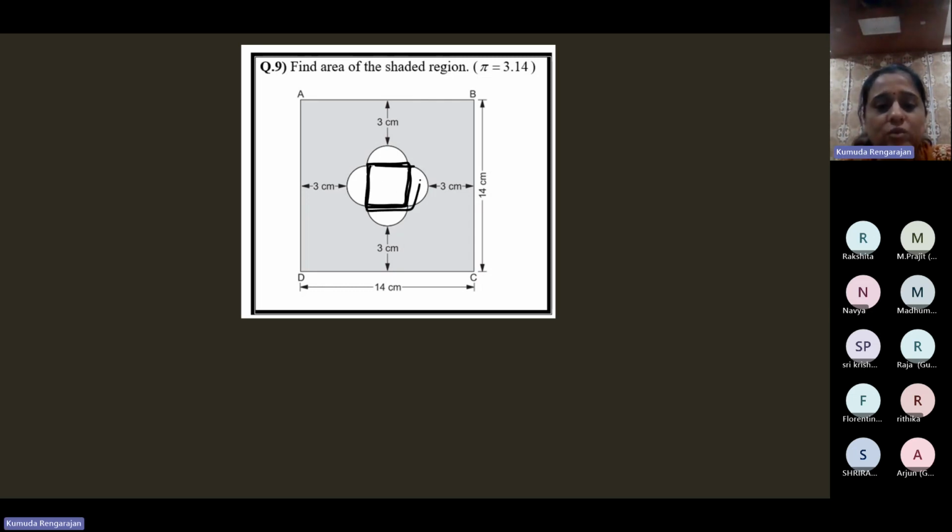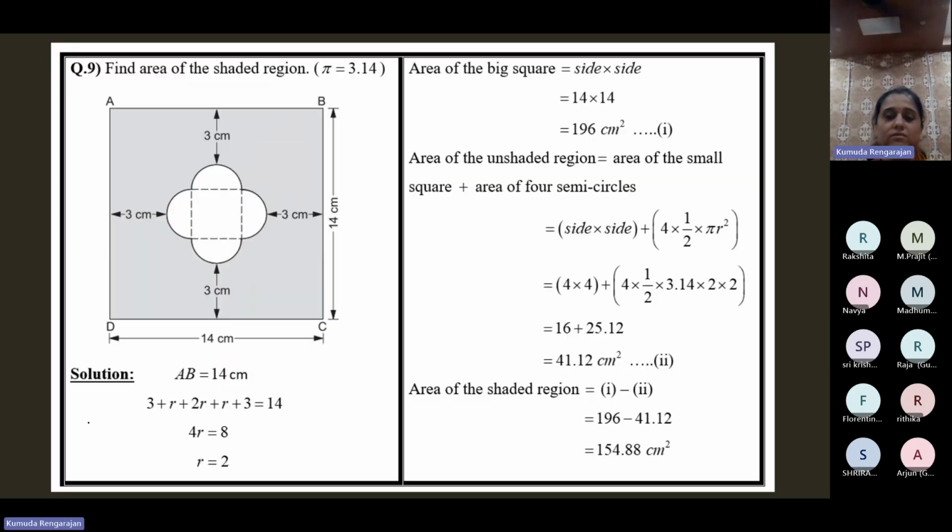So now the area of the square plus the area of all these 4, that is 2 circles, will be the area of the design in the middle. So 196 minus this area will be the area of the shaded region. So you can complete this one also, children, as a part of the assignment. Take a picture.